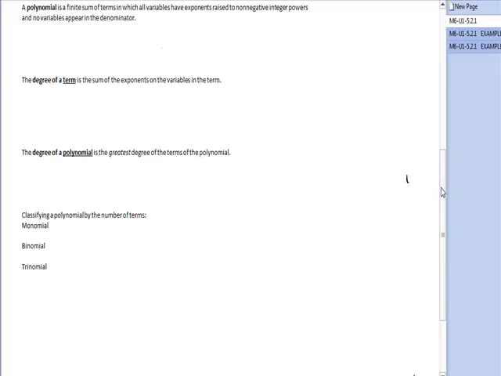Now, the definition of the word polynomial is math language. It says a polynomial is a finite sum of terms in which all variables have exponents raised to non-negative integer powers, and no variable appears in the denominator. Okay, let me see if I can translate that. An example of a polynomial would be like 5x squared plus 3x minus 4.